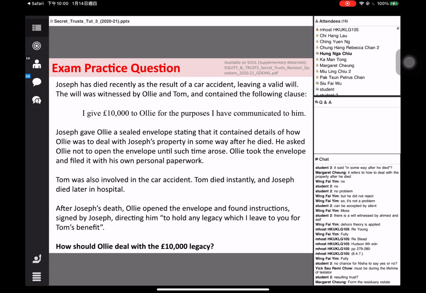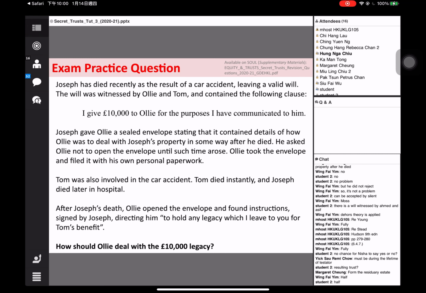Now, what type of secret trust are we dealing with, do you think? Yes, half secret trust, good. Because the existence of the trust appears on the face of the will, but the identity of the beneficiary does not. We don't know who the beneficiary is.